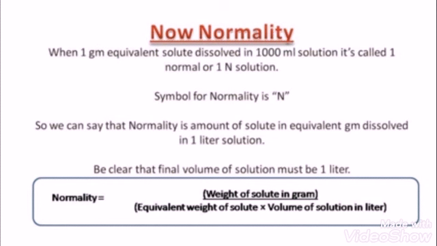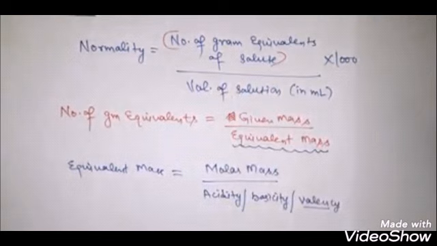Okay. Now comes normality. Normality is 1 gram equivalent of solute dissolved in 1000 ml or 1 liter of solution. Here the word equivalent is there. Gram equivalent you can also write as mass of solute in grams upon equivalent mass of solute, or equivalent weight of solute. We can explain in a simpler form.